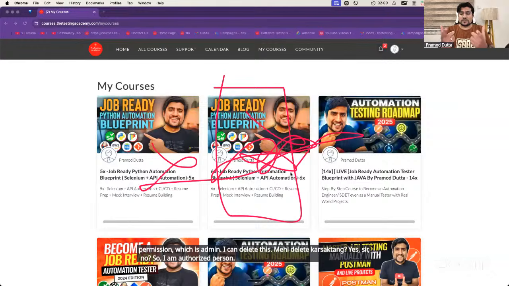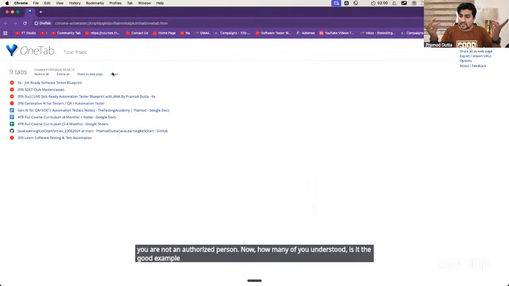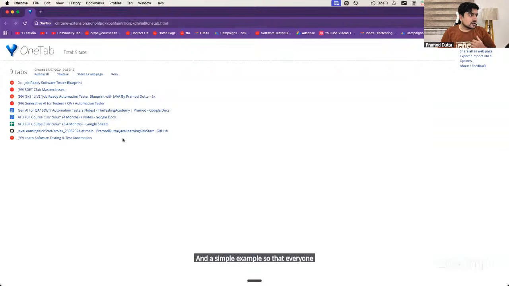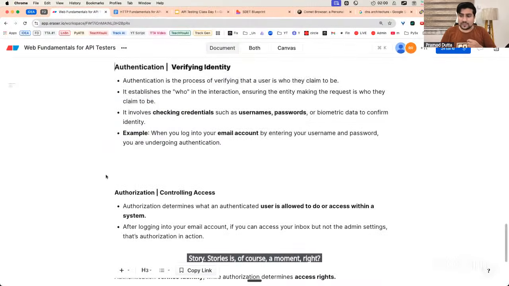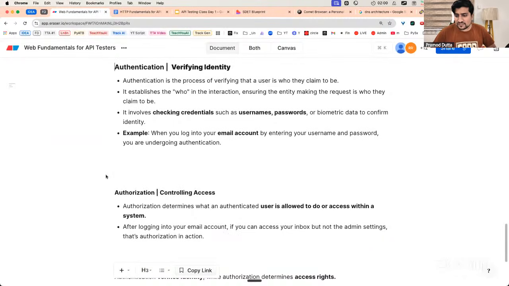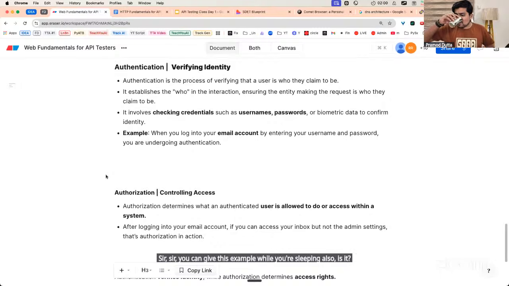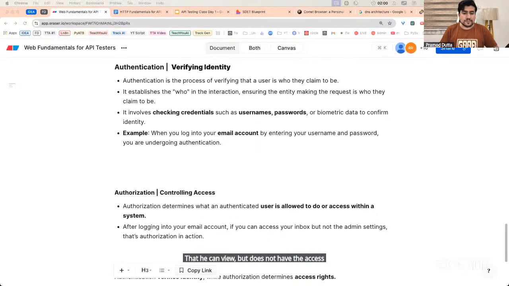You are not an authorized person. Now how many of you understood? Is it a good example? Give me love in the chat if you understood the simple example, so that everyone understood the story. Story helps everyone understand, right? Yes, everyone understood by story. He can view but does not have the access, right? Absolutely right. Same thing.